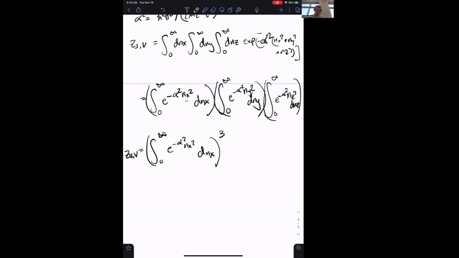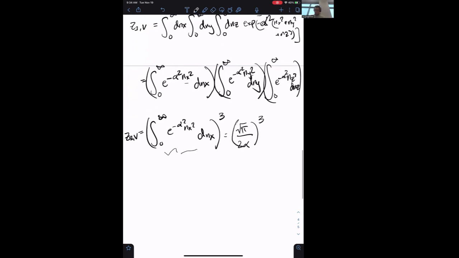Okay, so now this integral, usually it will be on the formula sheet of the subject exam, or if you're just practicing, you can use integralcalculator.com or something like that. So this turns out to be pi over 2 alpha, and all of that is cubed because we're cubing. So the partition function of one particle in the volume looks something like this.